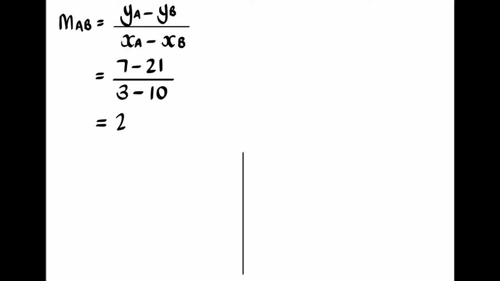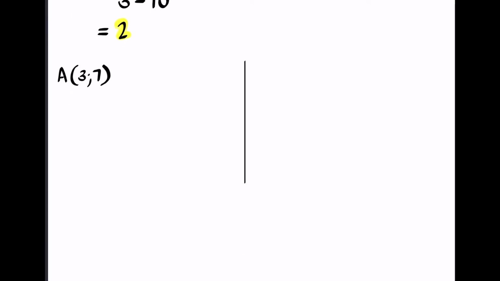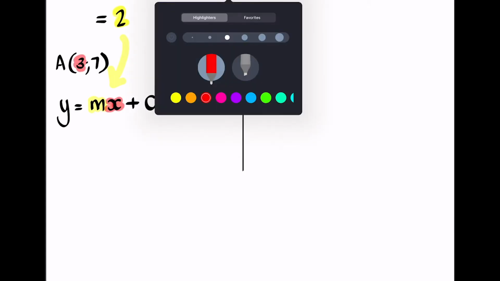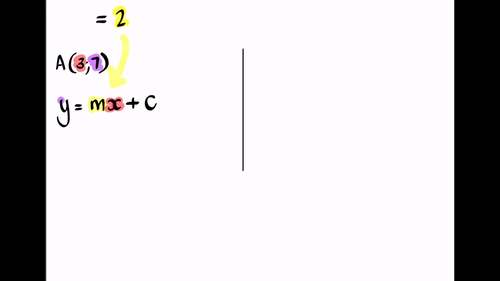So we started by getting our gradient, which is 2. We can use either coordinates A or B, so I'm just going to use A's coordinates, which are 3 and 7, and substitute that into my formula. So y is equal to mx plus c. I have the m. Now I've got an x coordinate, which is 3, so I'm going to put that in place of the x, and I've got a y coordinate being 7, so I'm going to put that in place of the y, and I'm going to determine c's value.